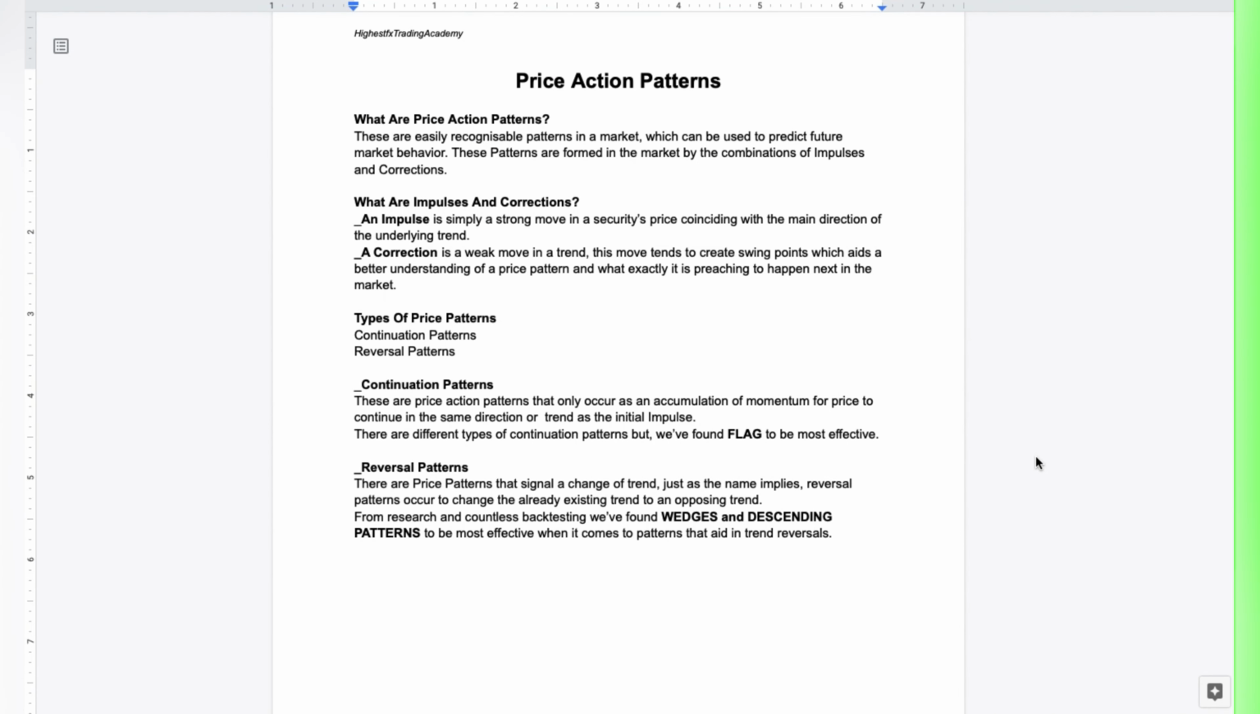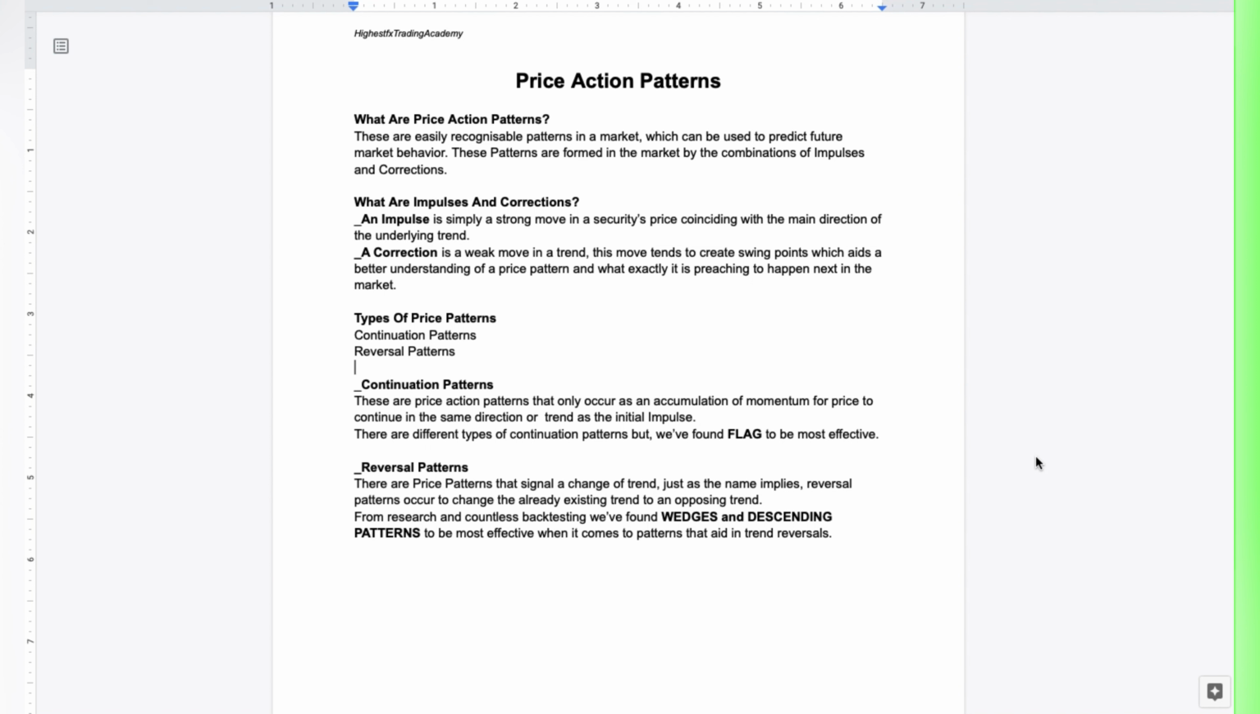So guys, in this video we talk about price action patterns. First of all, we have to understand what price action patterns are. A lot of traders do trend lines, but they don't really understand the psychology behind what they are mapping out with the trend lines, right? So you can see clearly here it says, what are price action patterns? These are easily recognizable patterns in the market which can be used to predict future behavior. These patterns are formed in the market by the combinations of impulses and corrections.